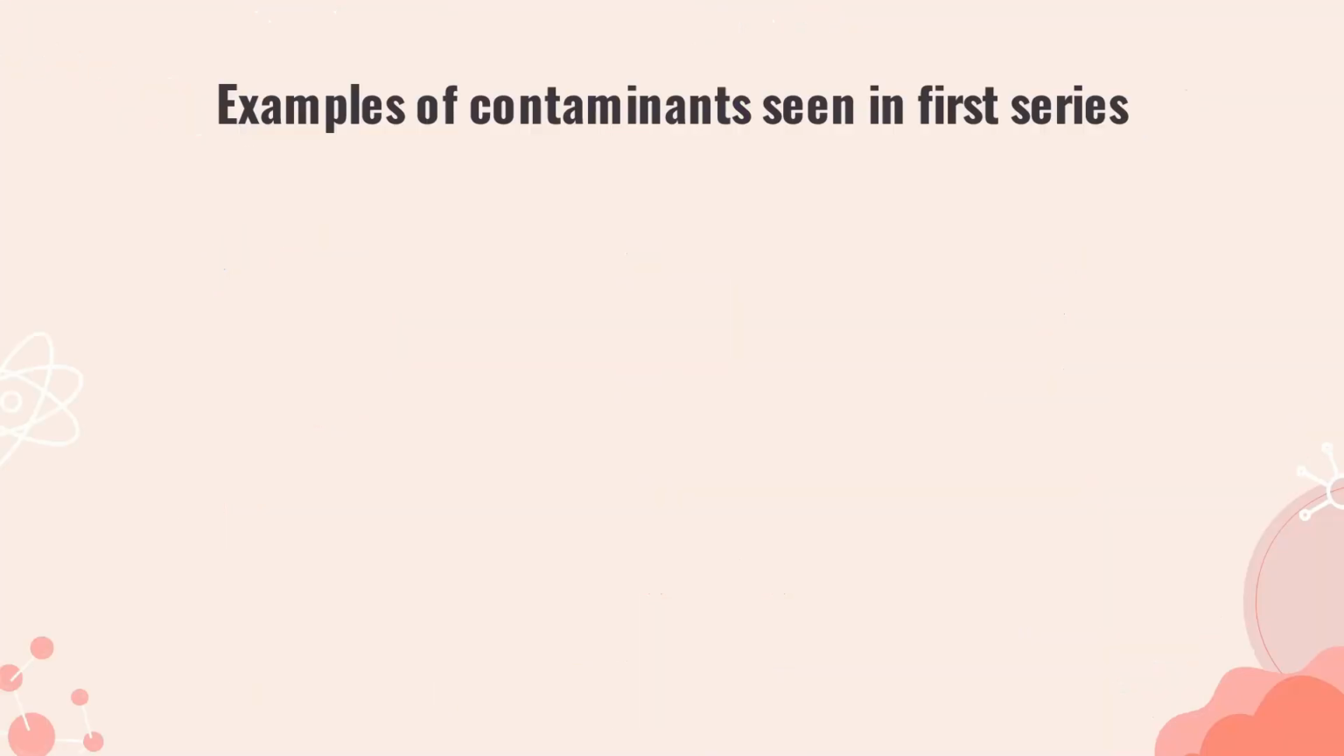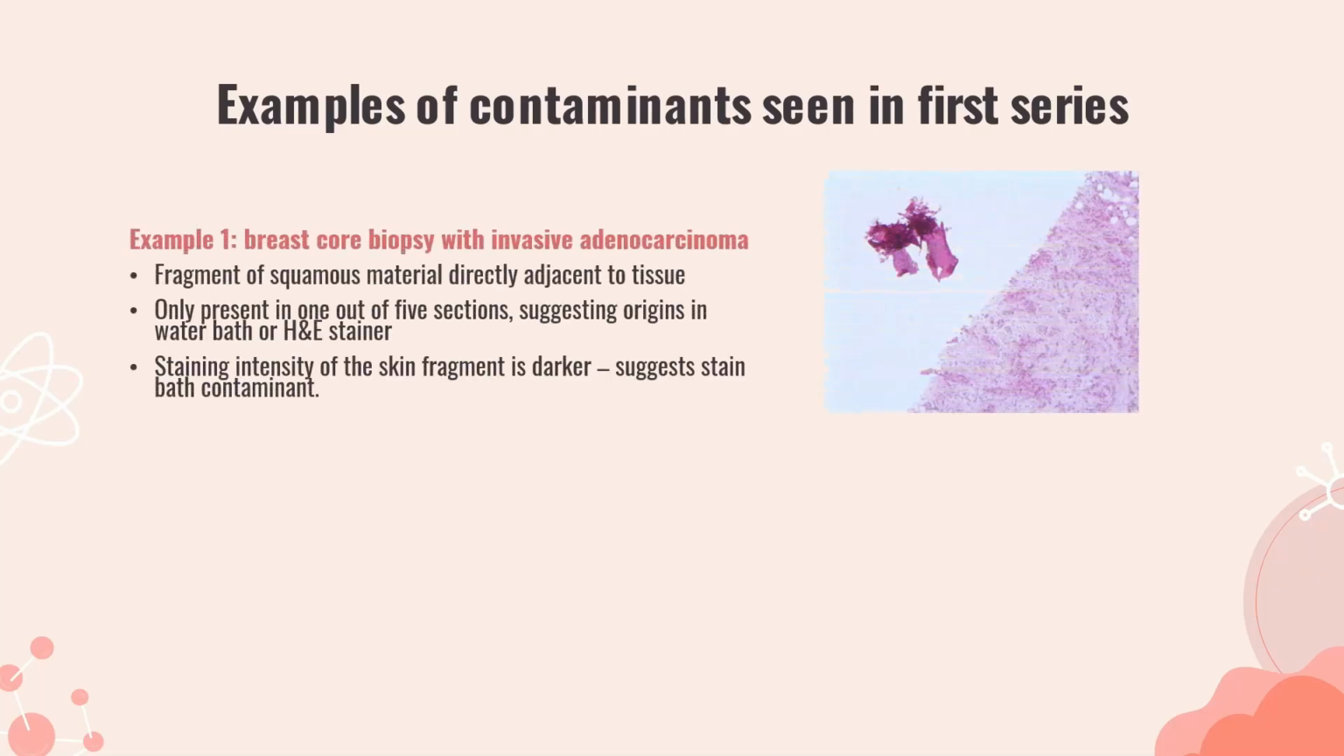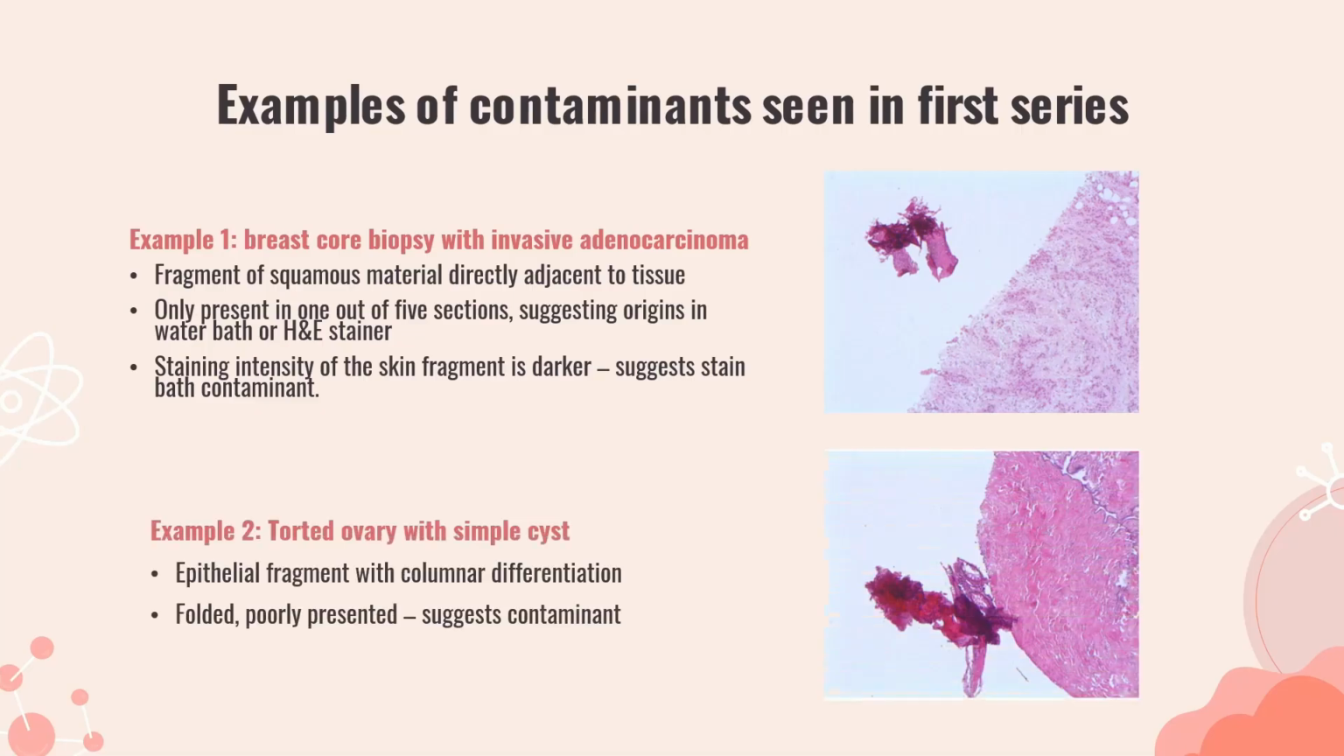Here are some examples of the contaminants observed before the changes were implemented. The first example shows a breast core biopsy with invasive adenocarcinoma, with a fragment of squamous material directly adjacent to the main tissue. This was only present in 1 out of 5 sections, which suggests its origin in the water bath or the stainer. The staining intensity in this contaminant was noticeably darker, and this suggests that the contaminant arose from the staining bath. The second example is from a torted ovary with a simple cyst, showing an epithelial fragment with columnar differentiation. This fragment appears folded and poorly presented, which are clues to suggest that it is a contaminant.